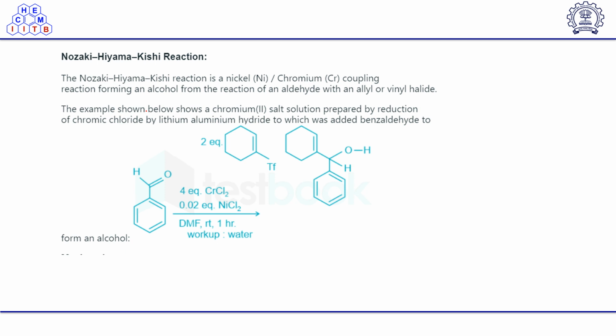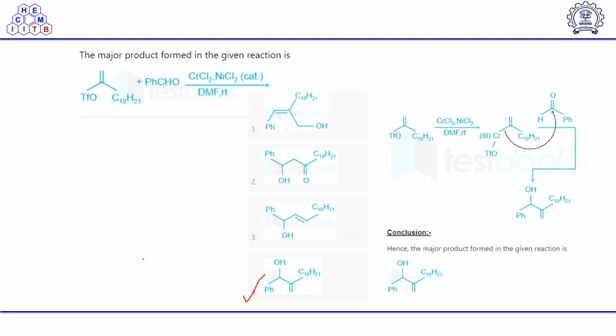So this one will coordinate with this chromium. Here chromium will be coming, and that carbon will be attacking this center, and it will convert to alcohol, and this will be eliminated. So we will get this as the product. So this reaction is known as Nozaki-Hiyama-Kishi reaction. And this is the major product formed in this reaction, option 4.